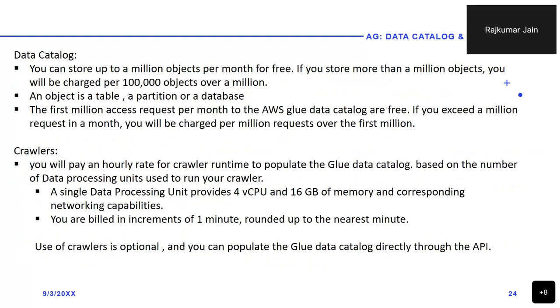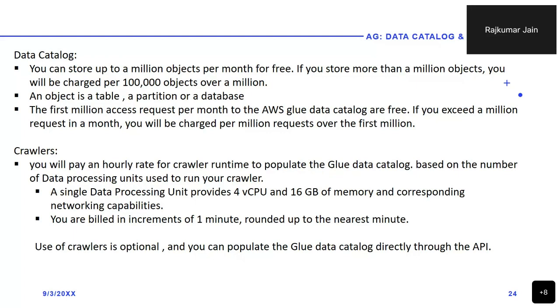Data catalog and crawlers pricing. For the data catalog, the free tier is free up to a million objects. So you can store up to 1 million objects per month for free. If you store more than a million objects, you will be charged per 1 million objects over a million. Whatever objects you have stored beyond a million, it will charge you accordingly.